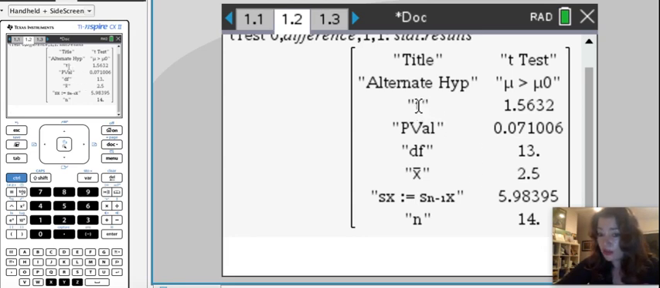So our t-score right here is 1.56, and our p-value is 0.07, which if we compare to our significant level of 0.05, is a greater p-value. So just based on these results, we will fail to reject. In other words, we do not have sufficient evidence to state that the difference between standing and sitting is greater than 0. So now we just need to write it all up, and I will show you how to do that.